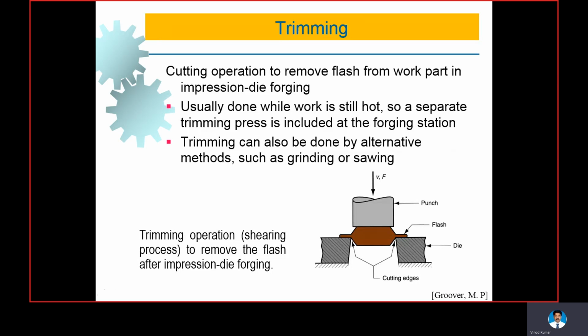Finally, in impression die forging, the extra material or wastage of the material will be in the form of flash. Flash needs to be removed, so we need a trimming press for that. In the trimming press, we have a punch, and the part is kept in the die. As the punch moves downwards, the flash part will be sheared, and then we can remove it. There are other methods also, such as grinding, sawing, or metal cutting processes, using which we can remove the unwanted flash material from the surface of the final finished product.